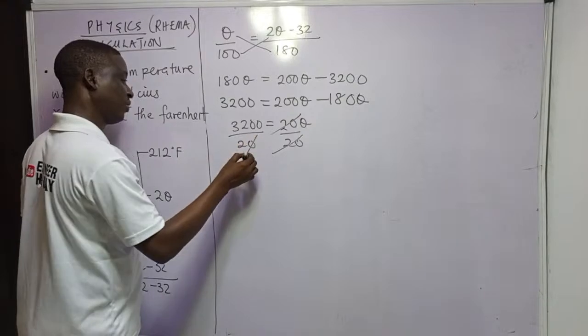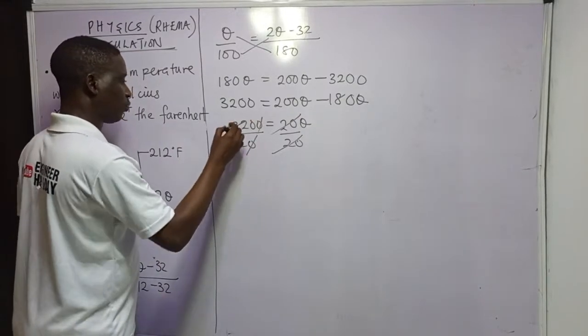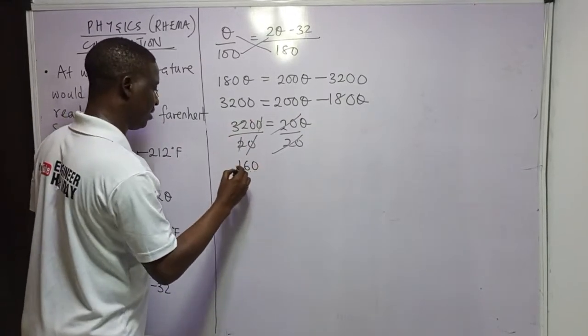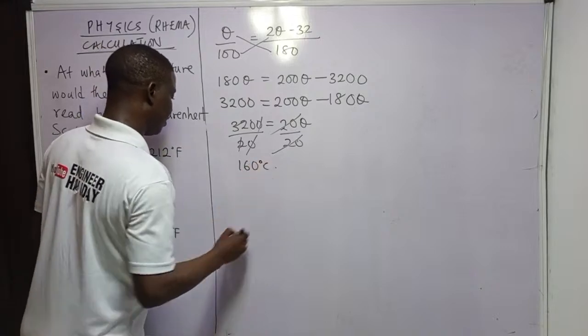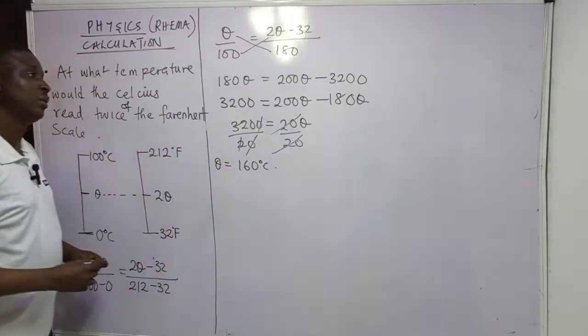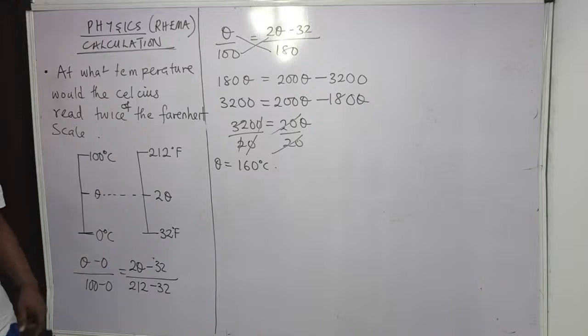If we divide by 20, this will cancel this, and we're going to have 160 degrees. So at 160 degrees Celsius, the Celsius reading will be twice that of the Fahrenheit reading.